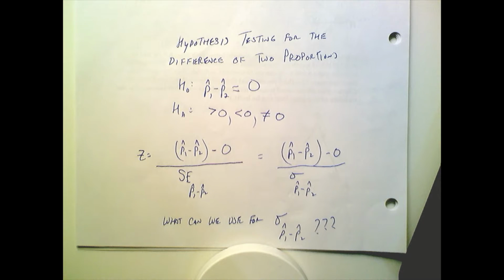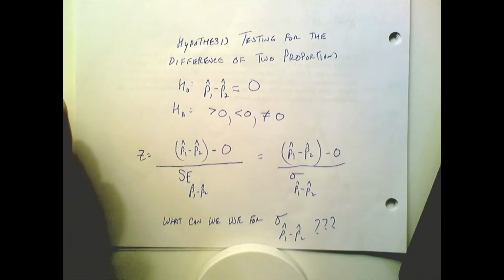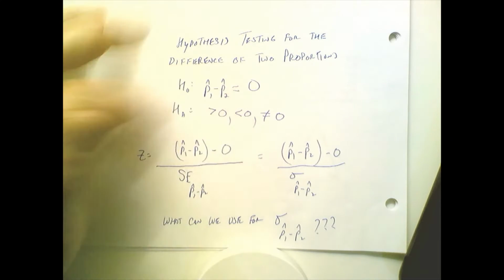So now in the second part of the video for section 10.1, we're going to focus on hypothesis testing for the difference of two proportions. And in all these problems, the null hypothesis is basically that the proportions are the same: p̂₁ minus p̂₂ equals 0.